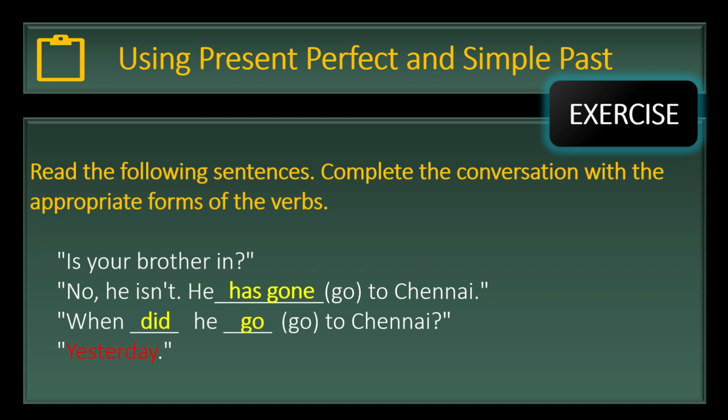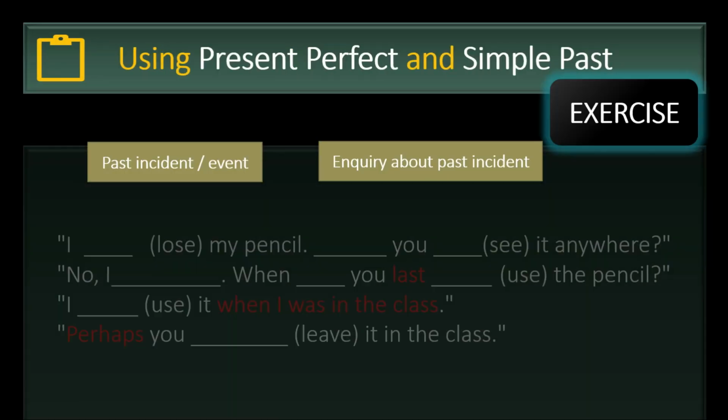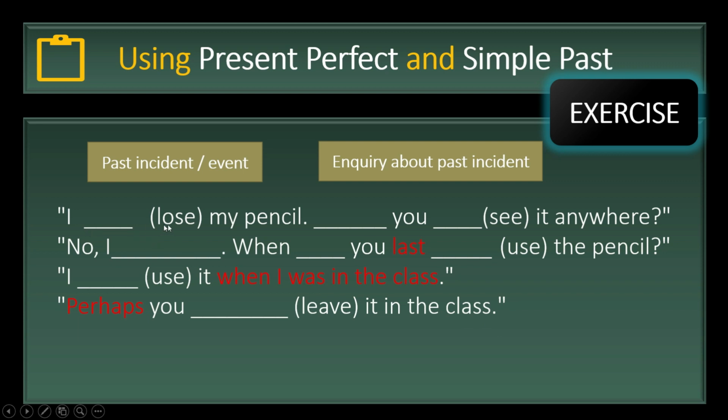Okay, let's look at another exercise. Look at this here. You have to use lose here, my pencil. Now, there is an inquiry about a past incident. Something happened in the past. We have just discussed it. Something happened in the past and we are making an inquiry. The speaker is making an inquiry about it now. So, the real past event should be in simple past. So our answer should be lost. Lose, lost, lost. Second form is lost.